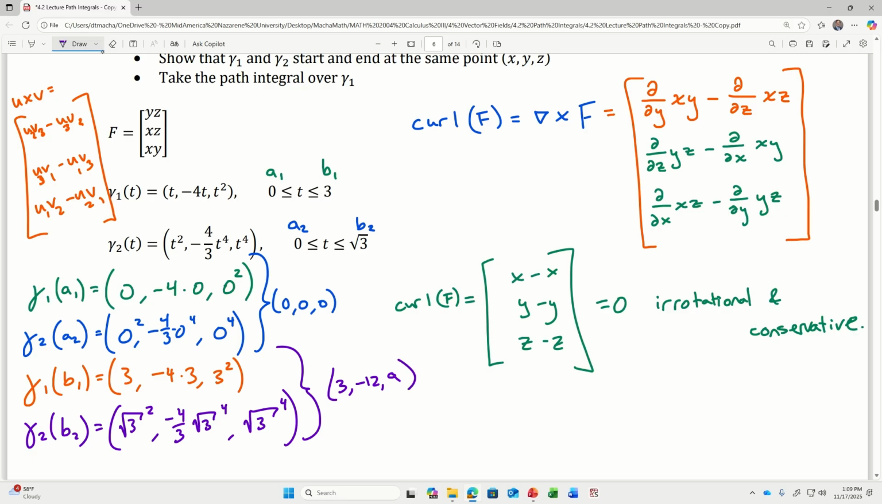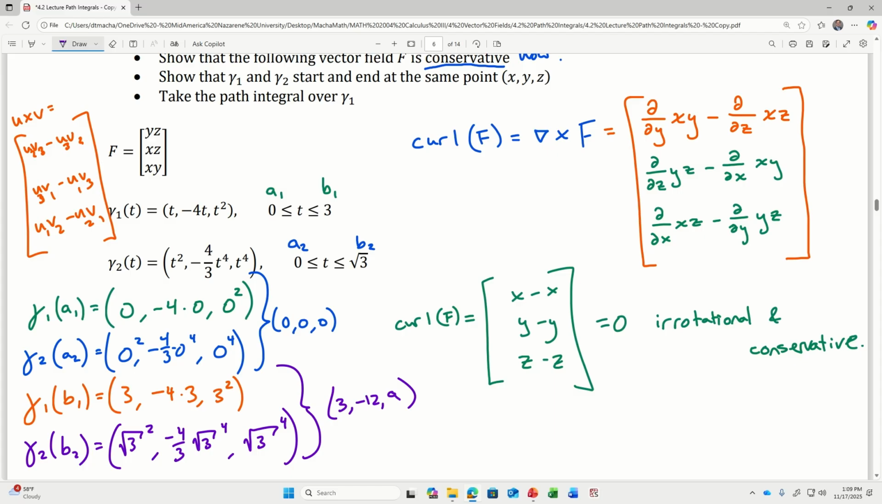So we just did bullet point number 2, where it says, show that gamma 1 and gamma 2 start and end at the same point. Their parameters don't have the same end point, but whenever I plug in those endpoints for the parameters into the correct parametric curve, I find that they both start at the point 0, 0, 0, and they both end at the point 3, negative 12, 9.